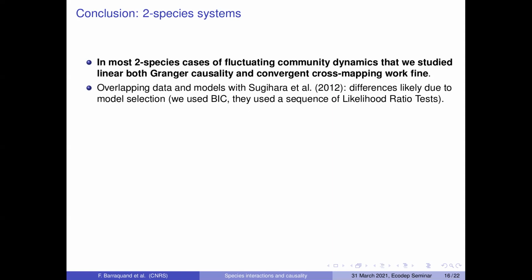So we used BIC, and in some cases they had over-parameterized models with a very long number of maximum lags, because they use a sequence of likelihood ratio tests to do their model selection, which, as you may know, is not really what is recommended. In some other instances, I don't exactly know how they managed to not find the interaction with this convergent cross-mapping.